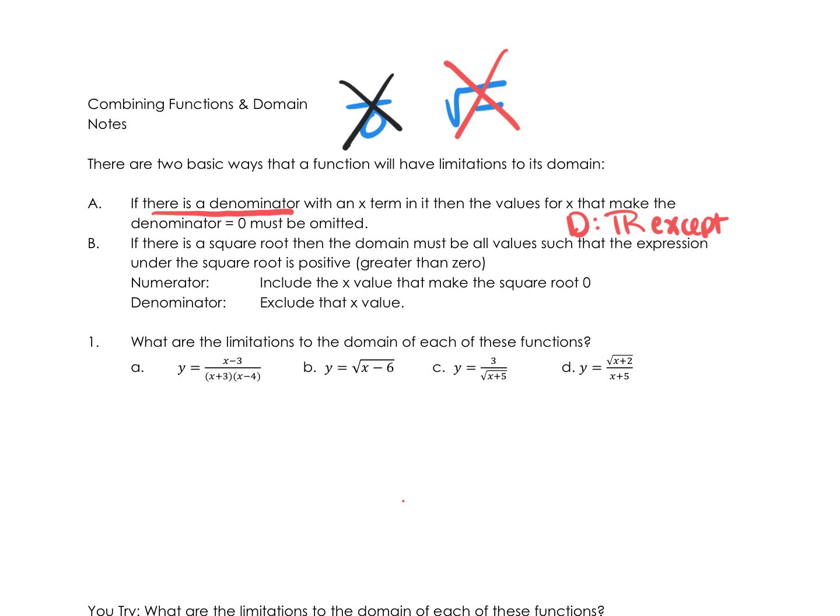So if we want to figure out what those exceptions are, we want to look at what's going to make the denominator 0. So if we take those things in the denominator and we set them equal to 0, that will give you your exceptions, okay? So if there's a denominator, you're going to set that denominator equal to 0, and that will give you your exceptions. We'll look at an example of this in a second, okay?